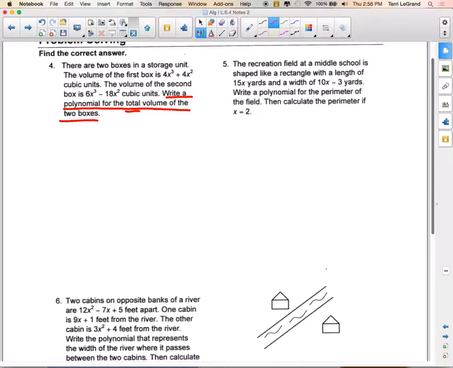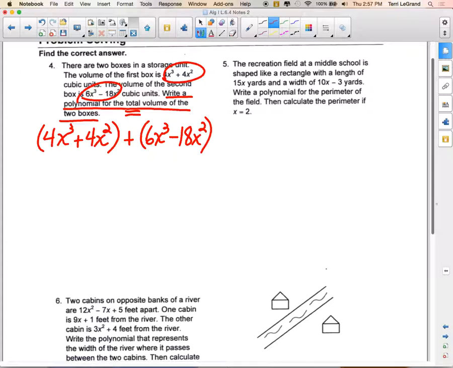As soon as I see that word total, what does that tell me I should do? Better add them together. Okay, so what do we need to add together? Well, we have this one's volume and this one's volume. We need to add them to each other. And whenever we set up polynomial anything, we need to show the polynomials with parentheses. This is the first polynomial volume, and we're going to add it to the second polynomial volume. And since it's addition, we're pros at that. Now go ahead and get the volume for these two boxes combined.